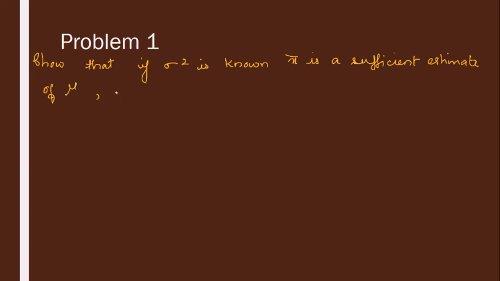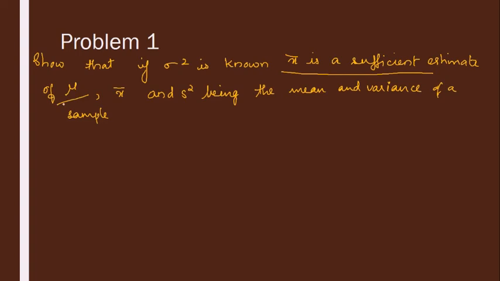x bar and s square being the mean and variance of a sample. Now here we have to check whether x bar is a sufficient estimate of mu if sigma square is known.